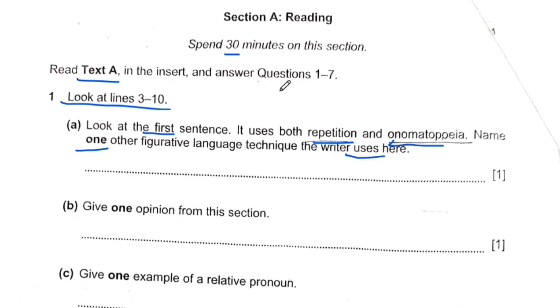In this section, you're gonna spend 30 minutes. You will have text A and text B. Let's start with the first one. Look at lines 3 to 10. First, look at the first sentence. He uses both repetition and onomatopoeia, so I'd like to know something else different from these two that he uses. So we're gonna search for another figure of speech. Okay, let's check.